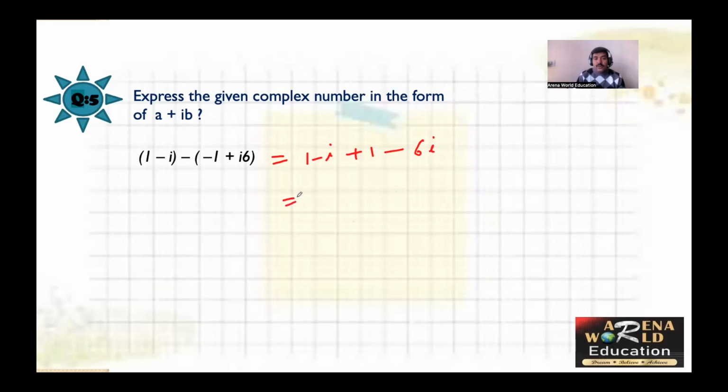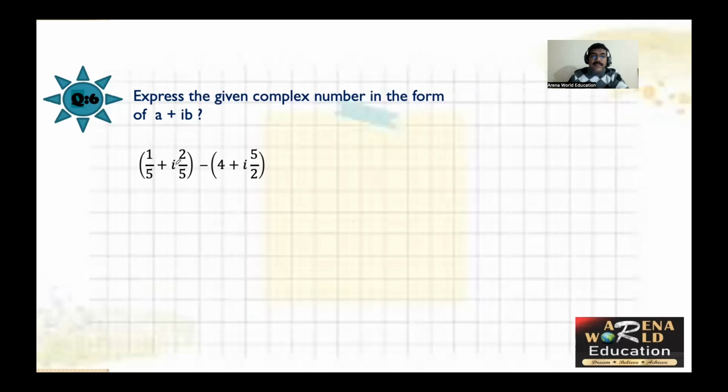Now what we will do? We will combine the like terms. 1 plus 1 is 2 and minus iota minus 6 iota, that will be minus 7 iota. In this way, we can write the given complex number in its standard form, 2 minus 7 iota. And here, if you check, a is 2 and b is minus 7, right? Now question number 6. Express the given complex number in the form of a plus iota b.